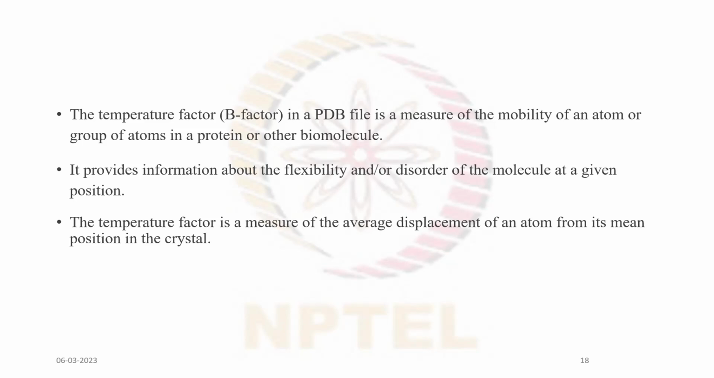The temperature factor is a measure of the average displacement of an atom from its mean position in the crystal, and it is expressed in terms of Angstrom squared and usually takes a value between 0 and 100. So 0 indicates that the atom is in a fixed position, while 100 indicates that the atom is highly mobile and could be in any position within its thermal vibration.